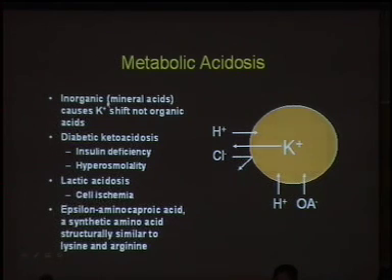Only the mineral acids cause cell shift. Organic acids, they don't. But why do you see hyperkalemia in diabetic ketoacidosis? Because of the insulin deficiency. Insulin causes cell shift as well, and also hyperosmolarity. Blood sugar is high, 400-500. Not because of the acidosis. Lactic acidosis, we see a lot of hyperkalemia in lactic acidosis, even though it's an organic acid, because of the cell ischemia.